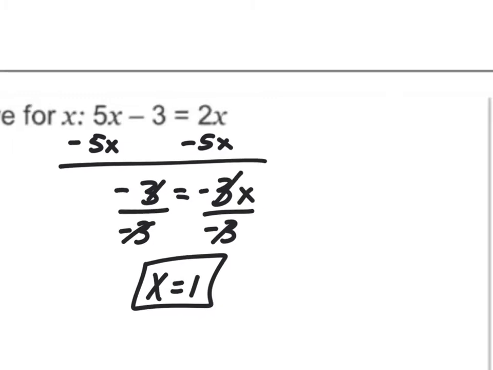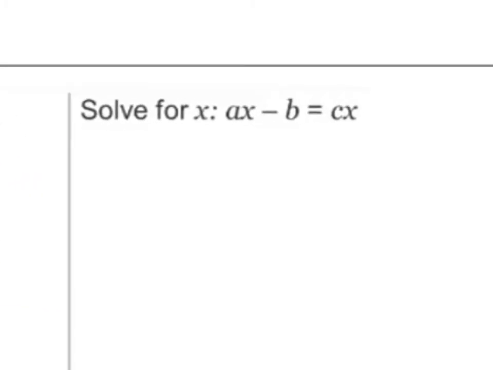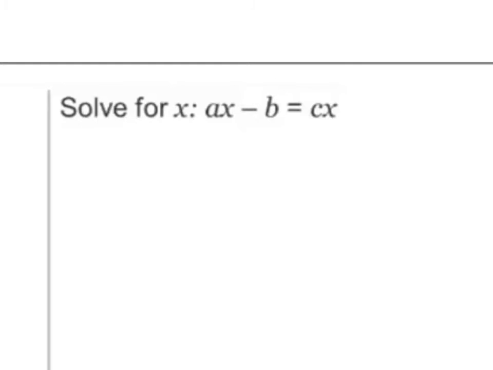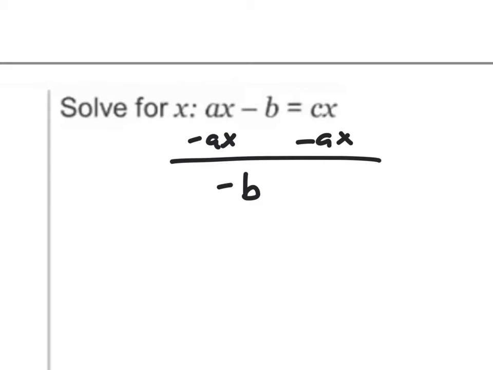Now, I have a very similar equation over here. Same form, it's just that I'm dealing with letters as my numbers instead of numbers. I've got variables. Now, what I want to do is solve this equation for x. So let me go ahead and subtract the ax from both sides, to get the x's on one side, and I get negative b is equal to c times x minus a times x.